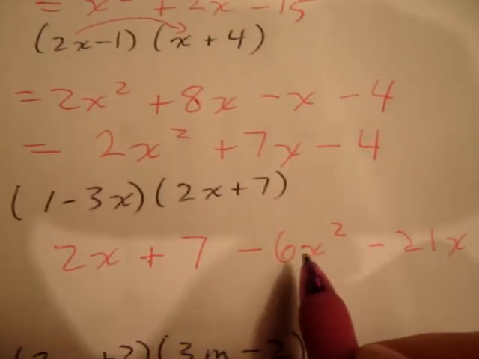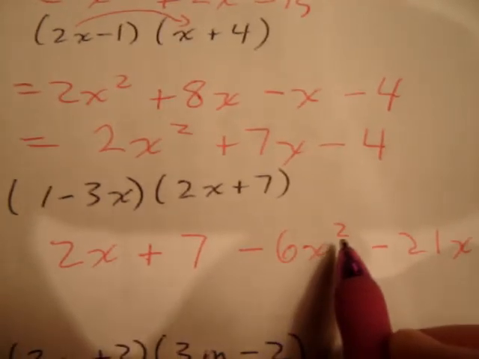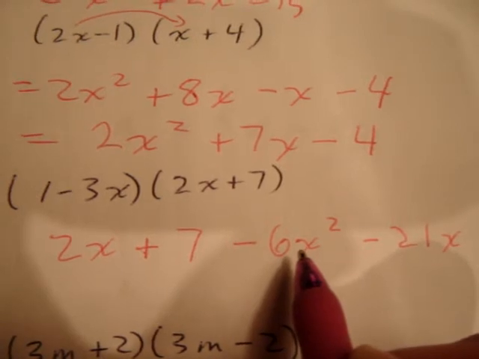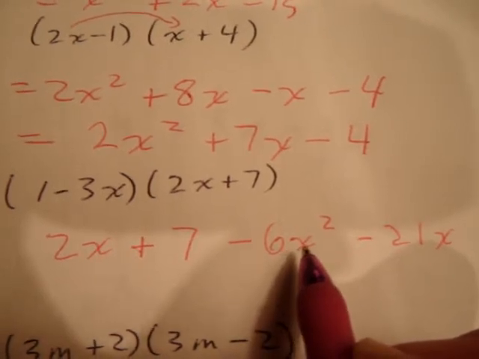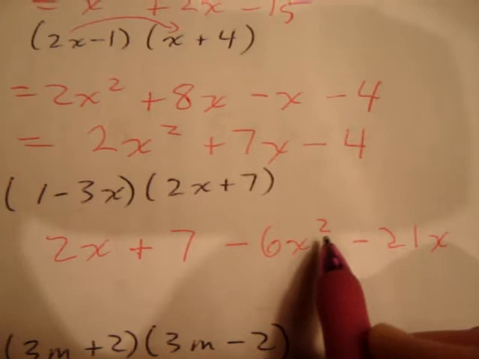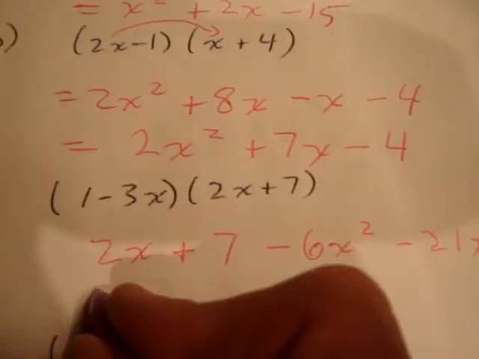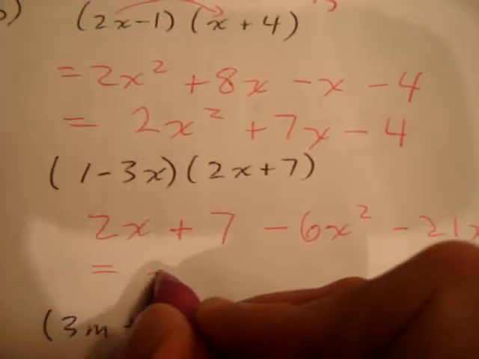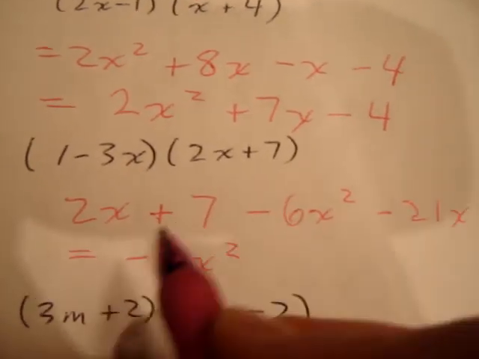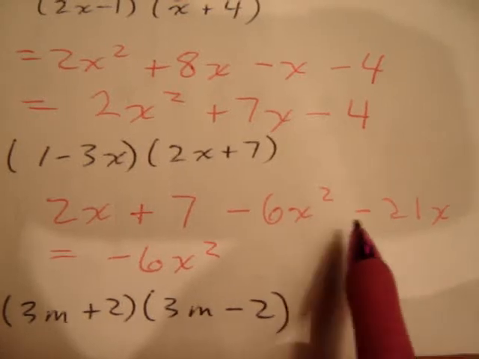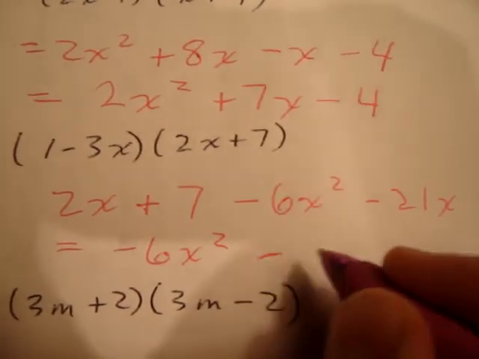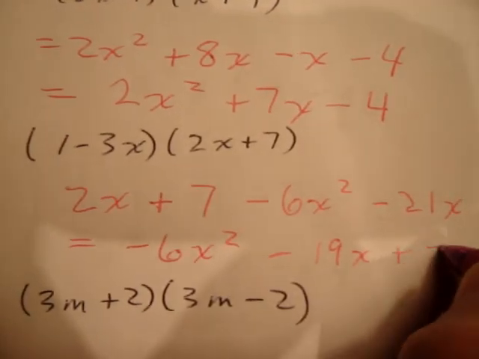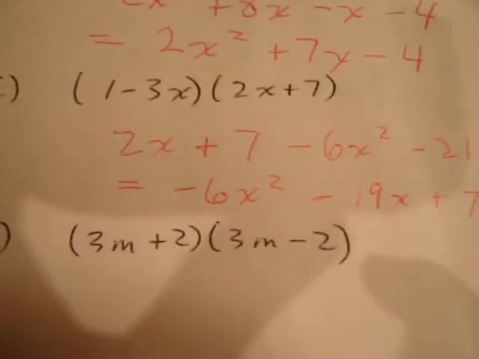Well, we're going to collect up like terms, and in math, when we have the same variable in every term, we generally put the variable with the greatest exponent first. So we're going to have negative 6x squared, remember we carry the sign in front, negative 6x squared, plus 2x minus 21x is minus 19x plus 7. Which leads us to our last question.